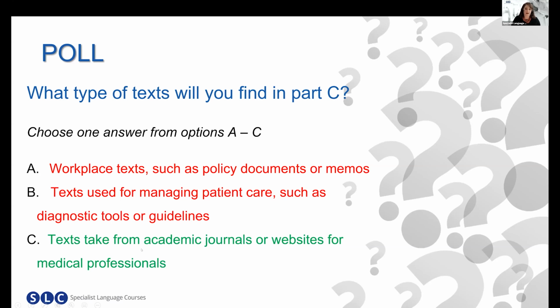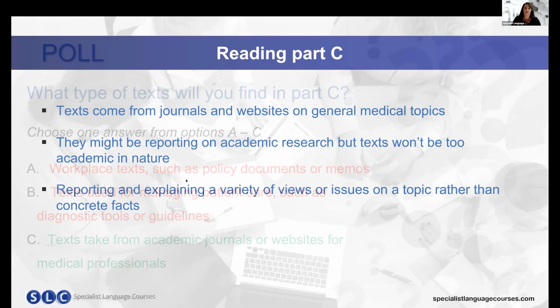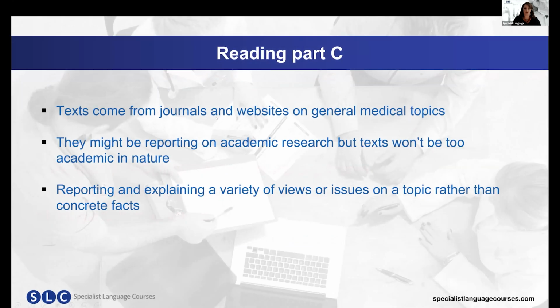So when you're preparing for OET Reading C, you need to be looking at texts that are at the right context and the right level for you. So a little bit more about those texts. Texts come from journals or websites on general medical topics. They might be reporting on academic research, but they won't be too academic in nature.